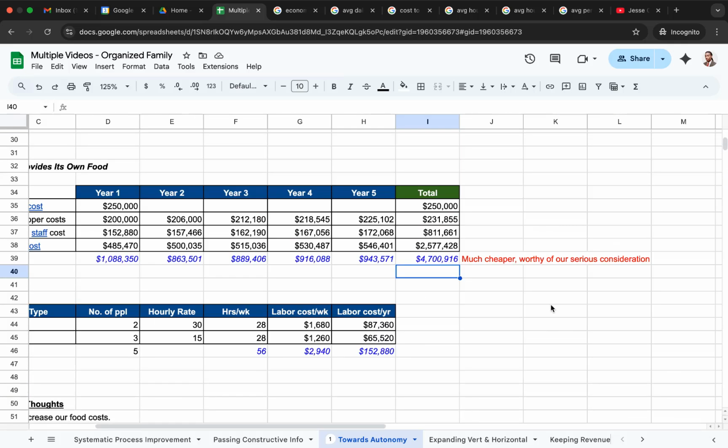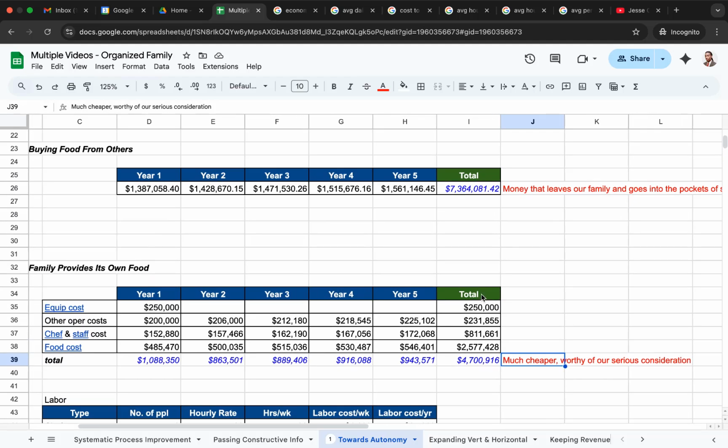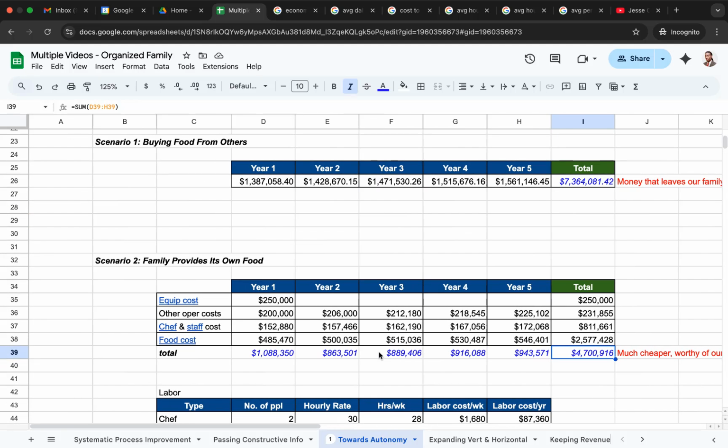And if I read the note here, I got: this is much cheaper and it is worthy of our serious consideration. Just by being able to bring this in-house, we are able to cut our food costs from 7.3 million to 4.7 million. Now, a lot of this stuff is easier said than done, but there's nothing impossible about any of the things that I'm doing.